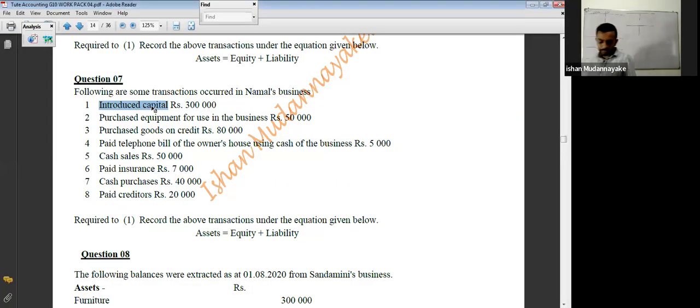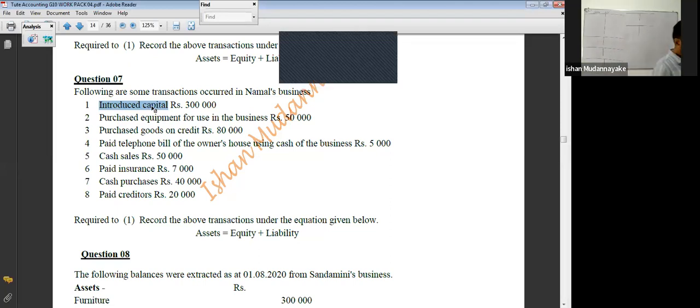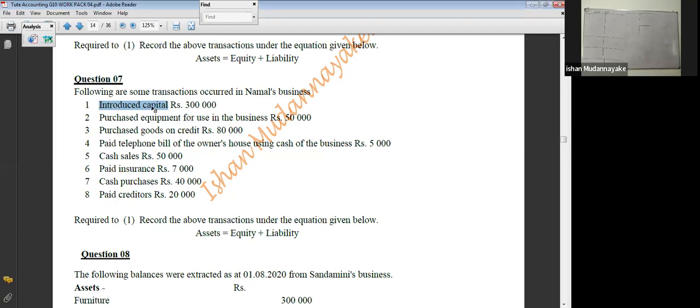What is the first transaction? Look at the first one. Introduce capital by the owner, 300,000. The owner provided 300,000 cash to the business organization.